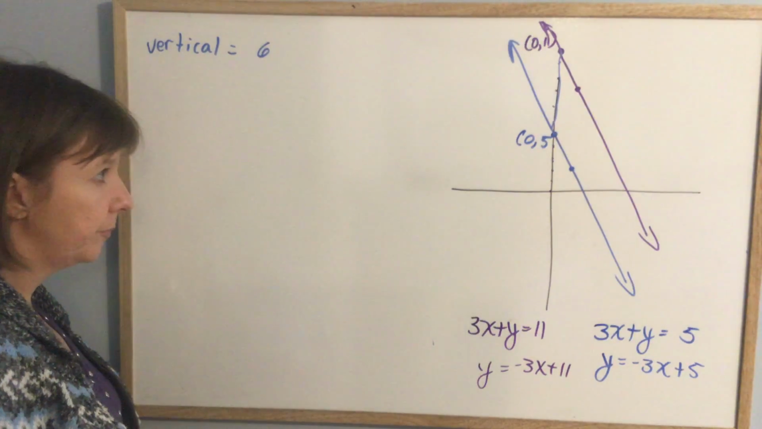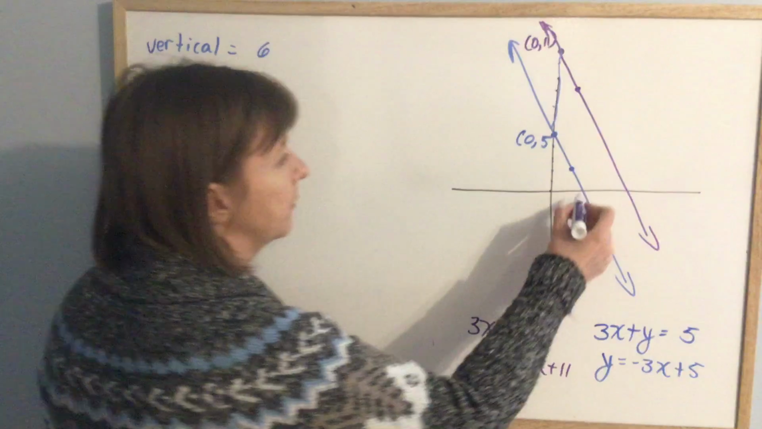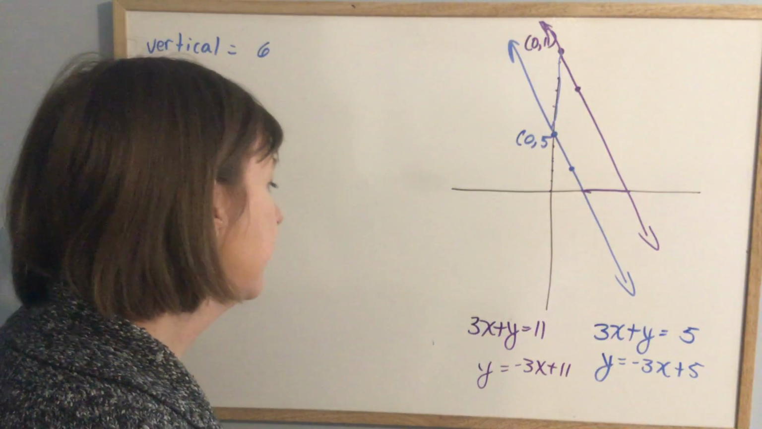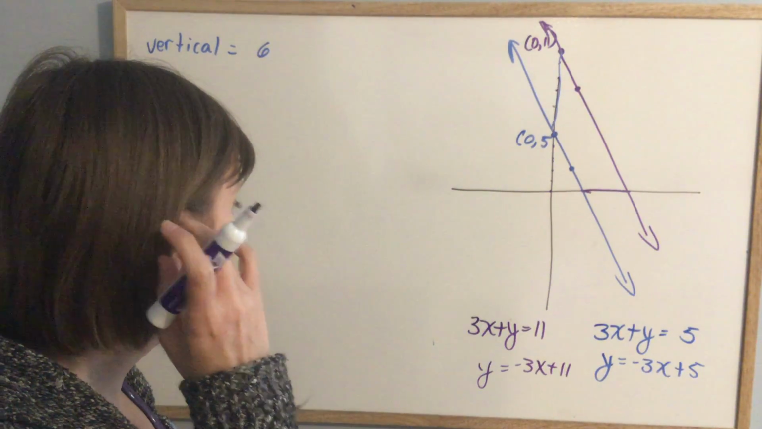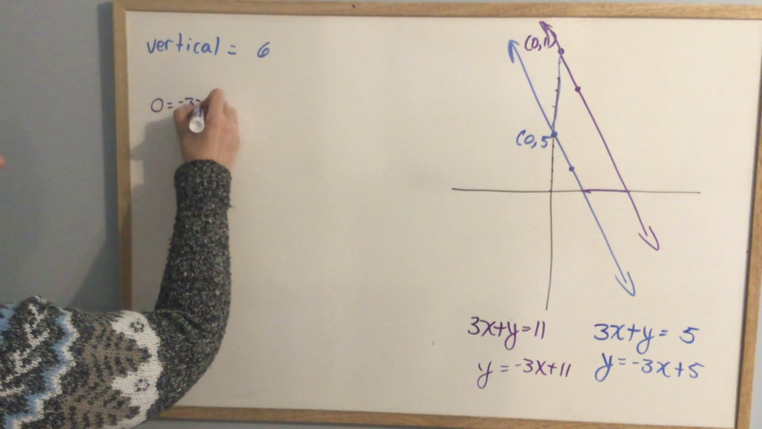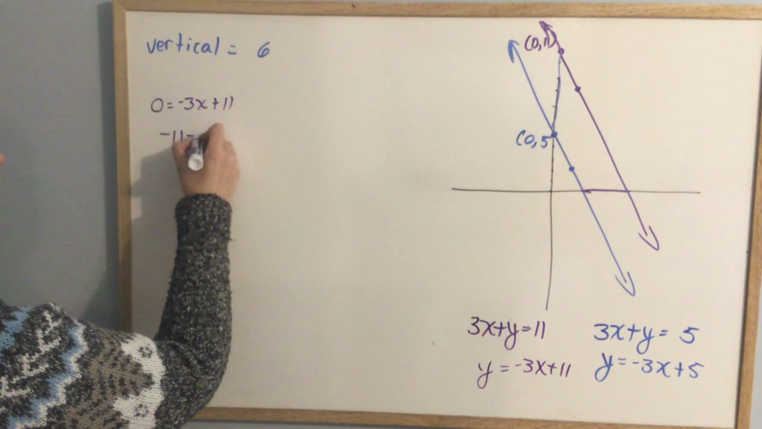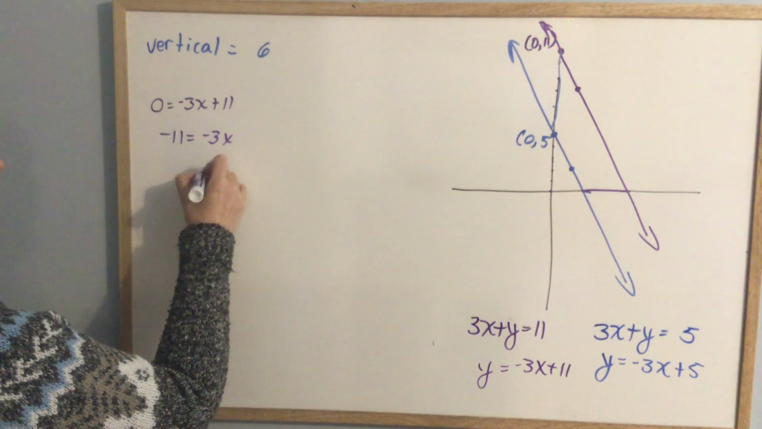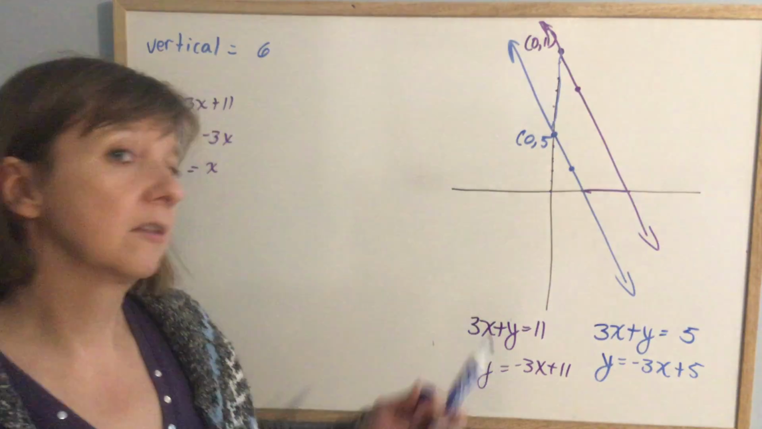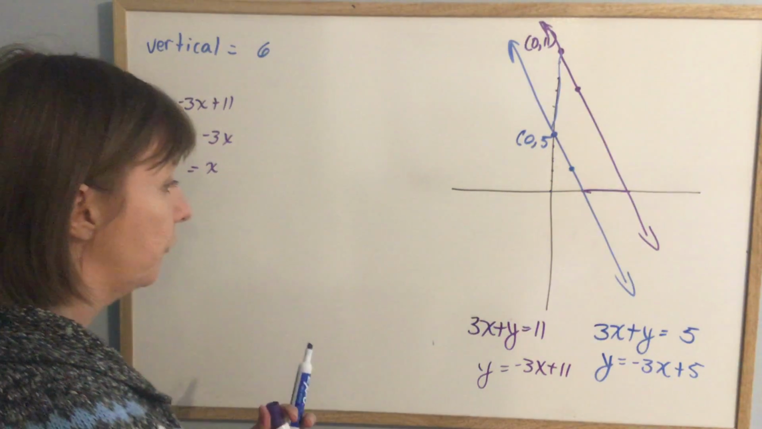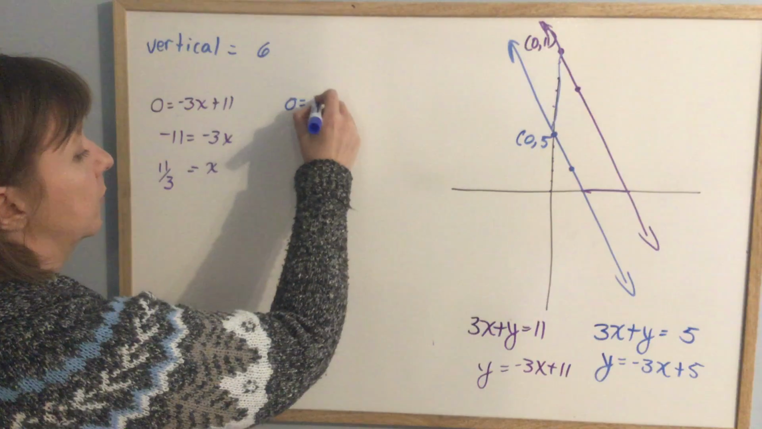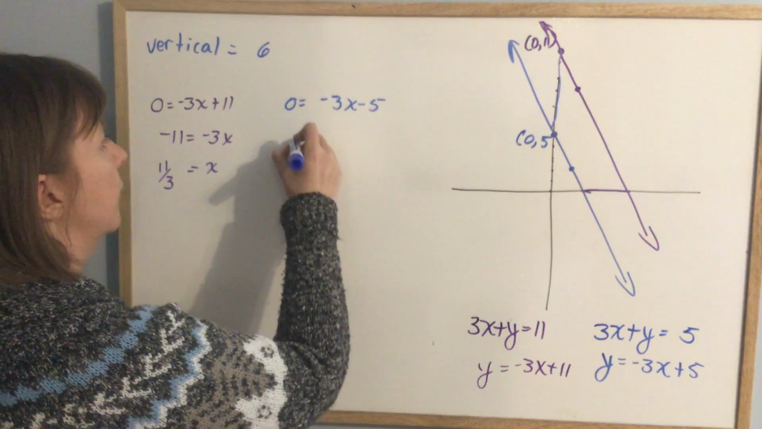Horizontal distance, I would look at x-intercepts. So I would look from here to here, but that means I have to figure out those points. To figure out the x-intercept with the purple, I would make y 0 and do negative 3x plus 11. So negative 11 is equal to negative 3x. So x is equal to 11 over 3. If you prefer, that's like 3.66666.